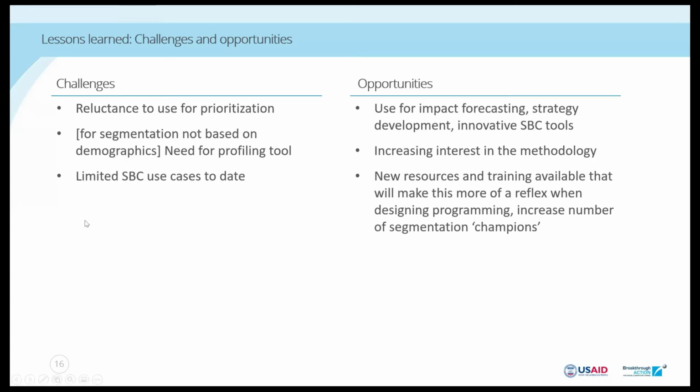In terms of opportunities, I think we saw that these can be used for strategy development, innovative tools, impact forecasting, etc. So it really does have a lot of application uses. There seems to be an increasing interest in the methodology, as evidenced by this webinar today, the attendees, etc. So more and more people are really considering this use in SBC.